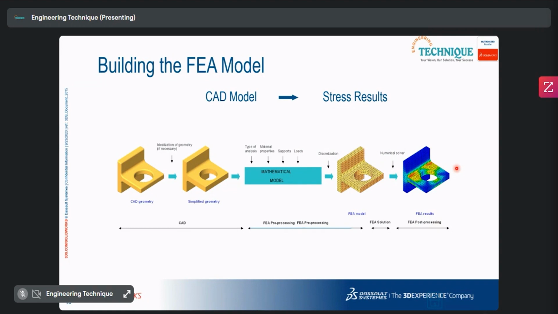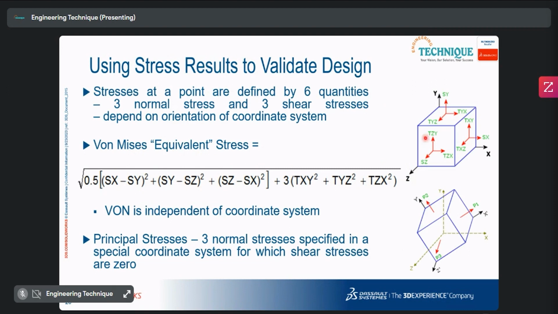Okay, now when we are talking about results, we must know the different terminology used for results. As highlighted here, it is a stress result, so we are discussing the stress part. Displacement we generally measure in microns, but in the stress part there is one popular terminology, the von Mises stress. So what is von Mises stress? Basically, the von Mises stress is an equivalent stress, which is independent of the coordinate system.